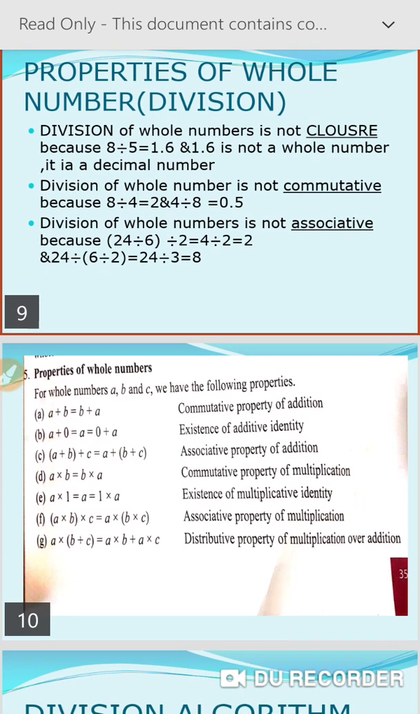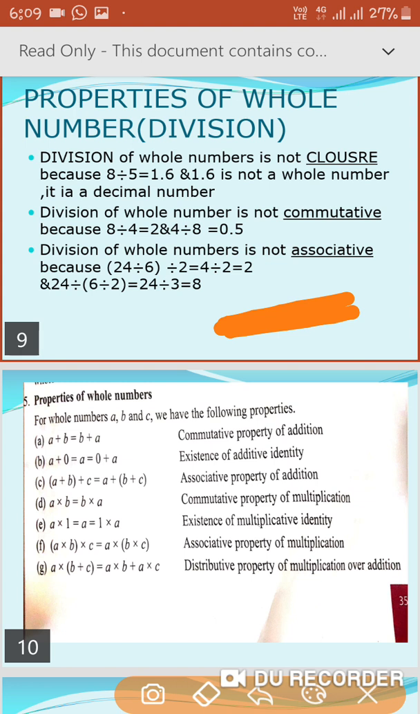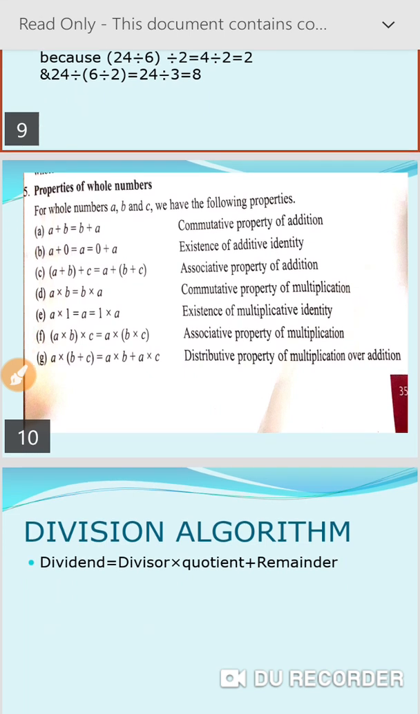Next, division of whole numbers is not associative as well. Conclusively you can say that division of whole numbers is not closed, not commutative, and not associative as well. These are the few properties of whole numbers.